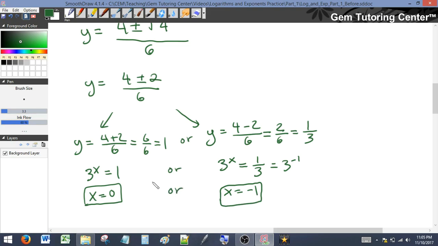Okay, keep an eye out for Logarithms and Exponents Practice Part 2, where we'll talk about some rate-related questions and appreciating and depreciating values.